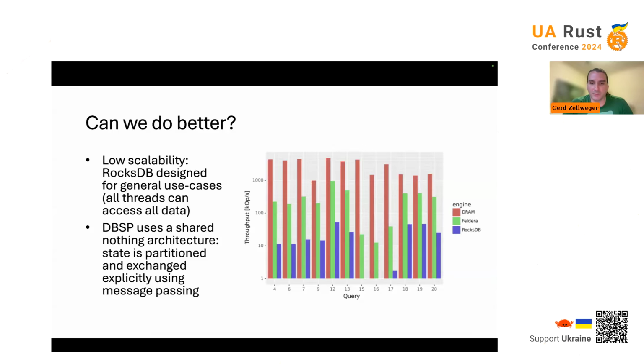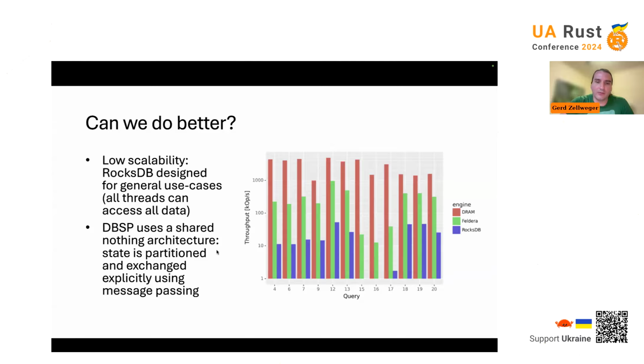So DBSP itself is multi-threaded. It can make use of several threads. And RocksDB is multi-threaded too, but as you throw more threads at it, as you use it from more threads, it actually gets slower, right? This is typically an issue that is very common in multi-threaded applications, that they don't necessarily scale that well. And the reason for that is mostly a design reason, where RocksDB is designed for a general use case where all threads can access all data.